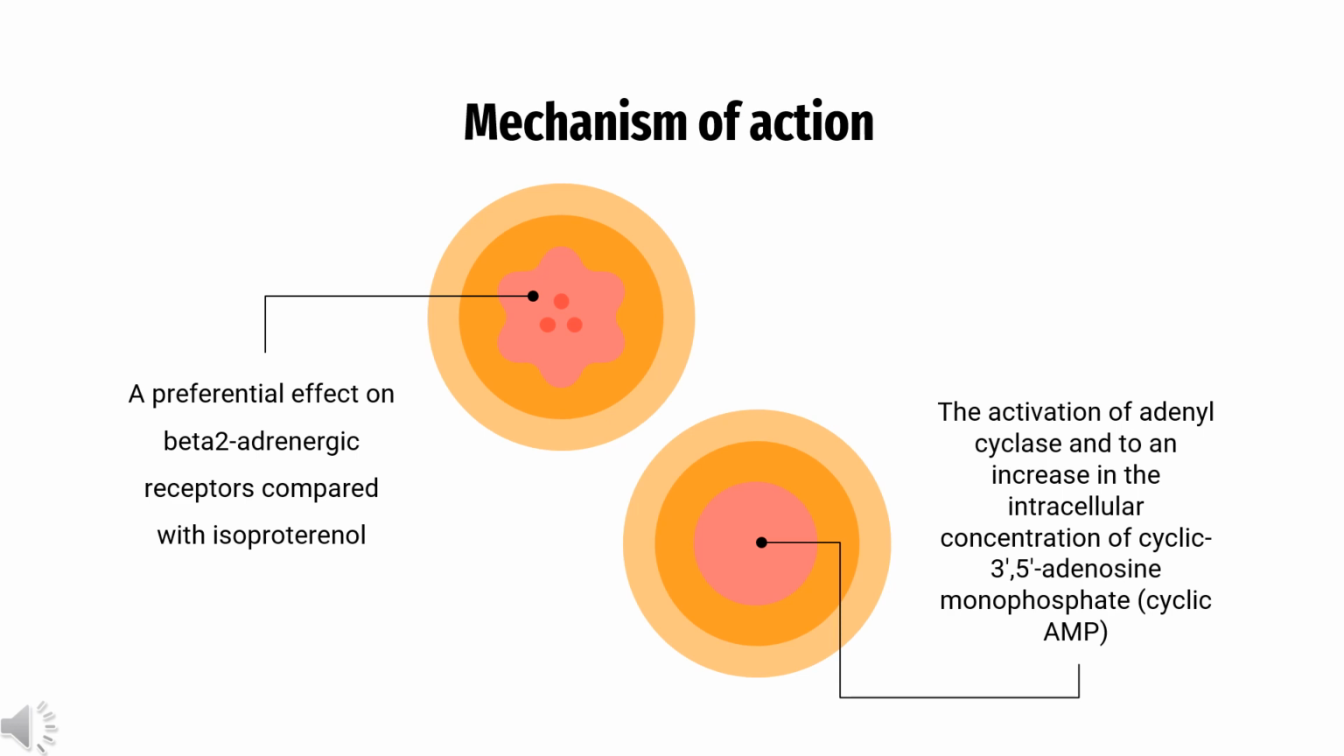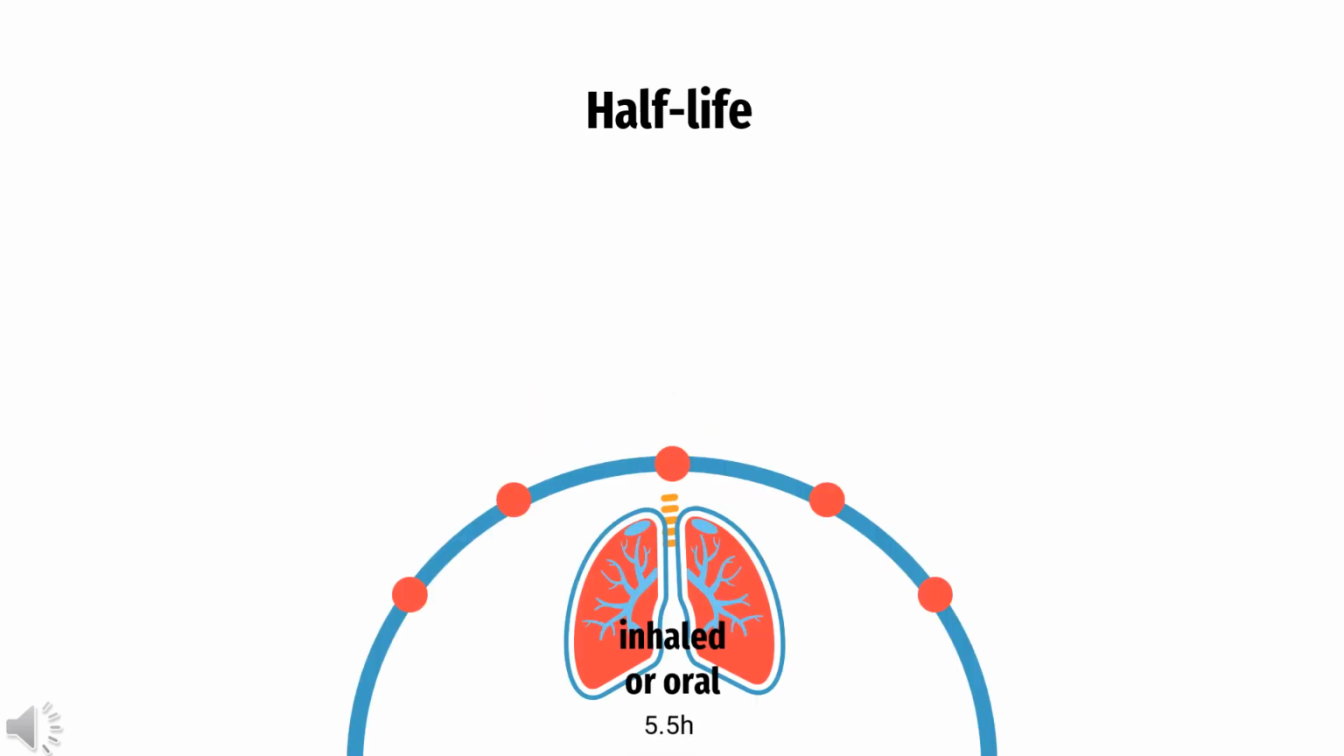Another hypothesis is that the lipophilic drug diffuses into the lipid bilayer of smooth muscle cells and provides a depot of drug to the cells over a longer period of time. Half-life. The half-life of salmeterol is 5.5 hours.